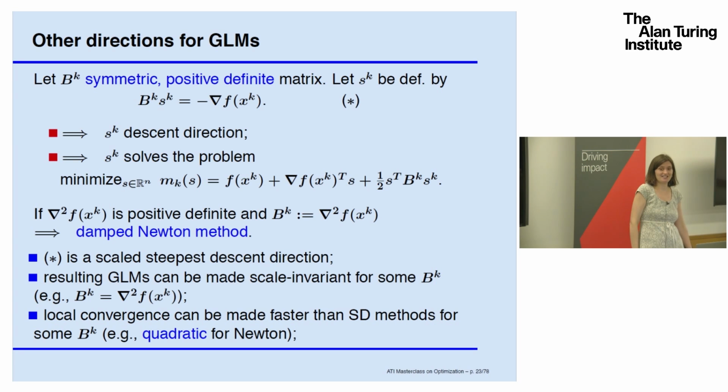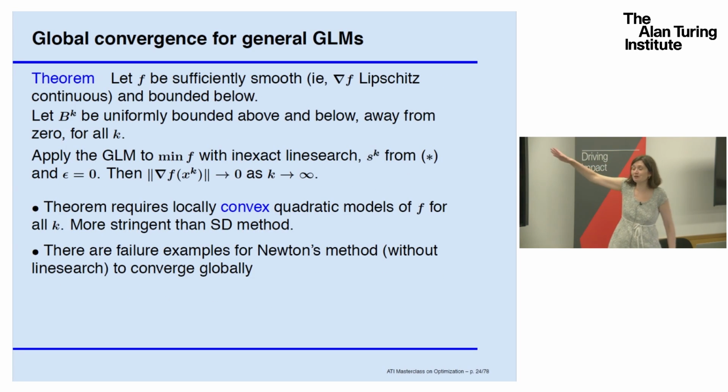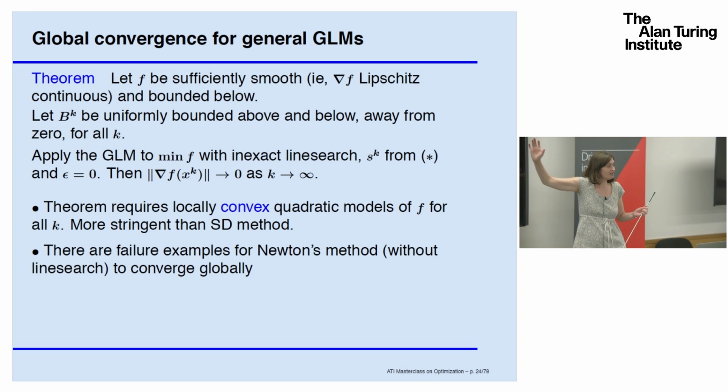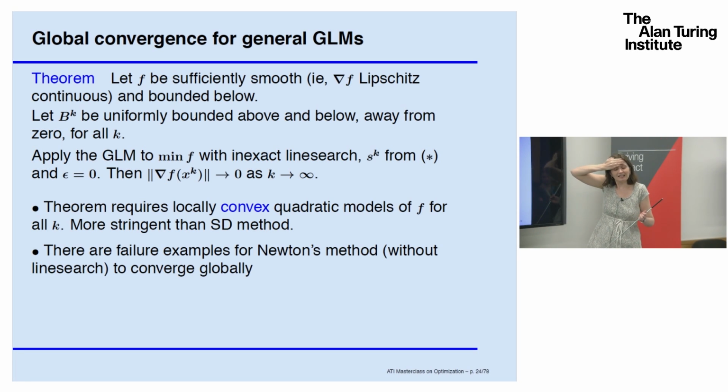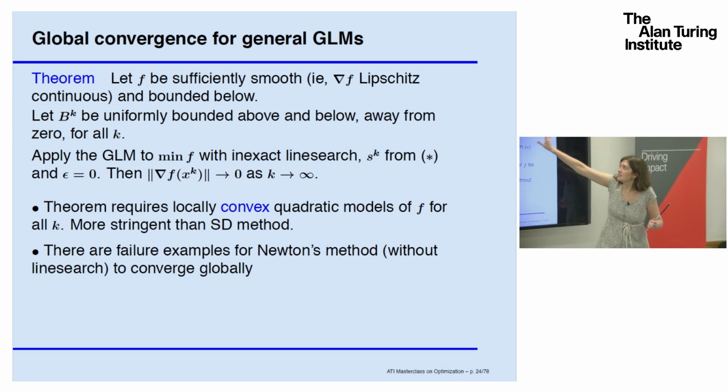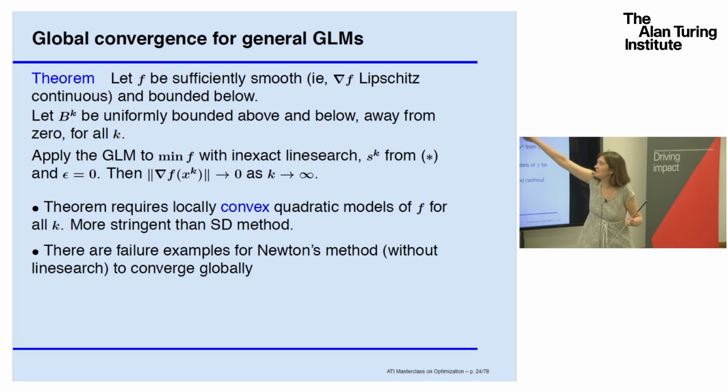We lost global convergence. So we had global convergence with steepest descent, right? From any starting point in theory I could prove, okay, for very general class of functions. Now, for this kind of methods, I need much stronger assumptions to be able to guarantee convergence, at least for this kind of line search framework. So this first line is the same as for steepest descent. I have a sufficiently smooth function, a Lipschitz continuous gradient. Now, the matrices BK have to be uniformly bounded above. Okay, that's not maybe such a big deal, but uniformly bounded below, away from 0. Okay, I've simplified the language here.